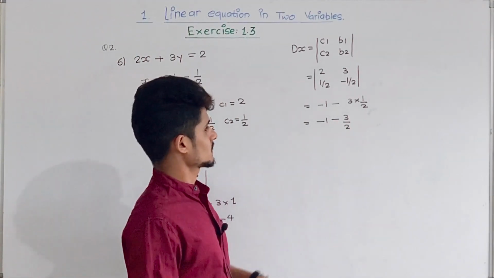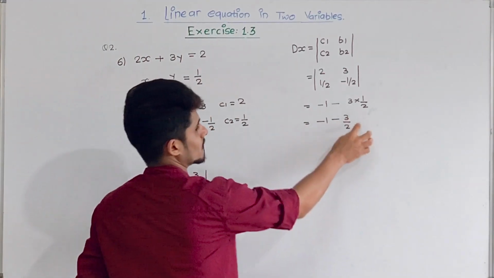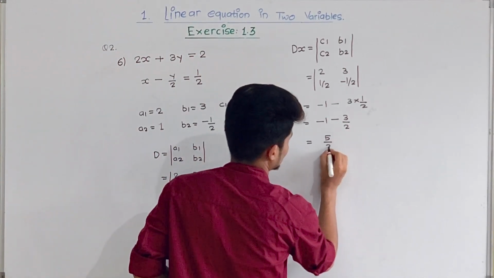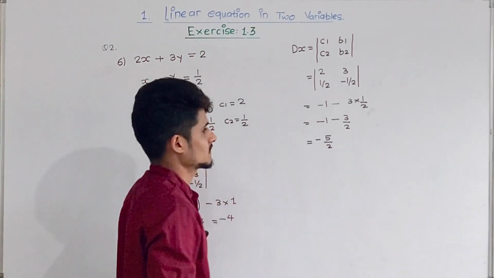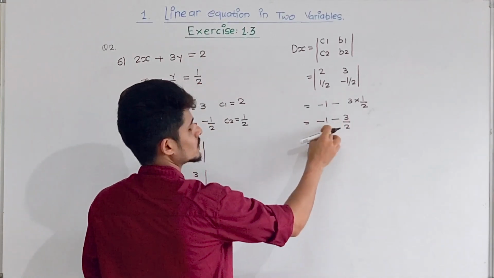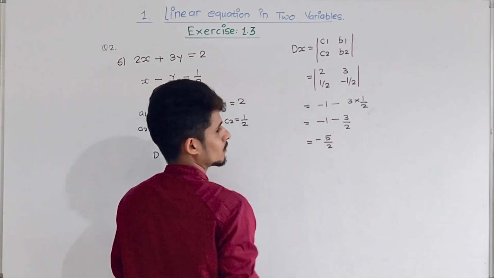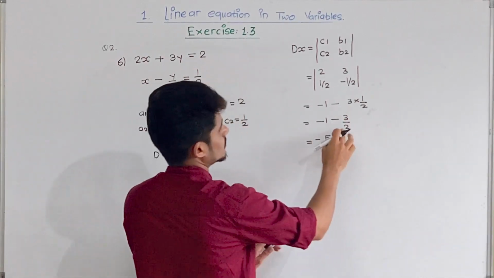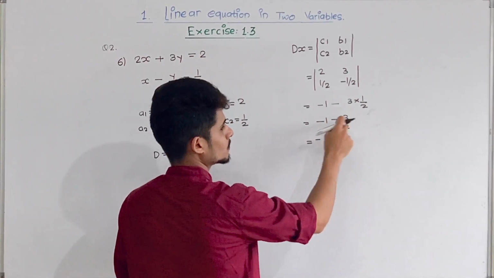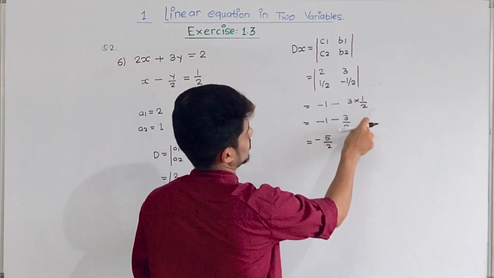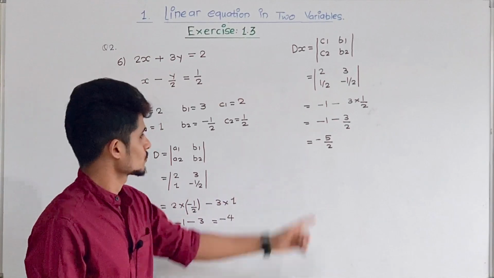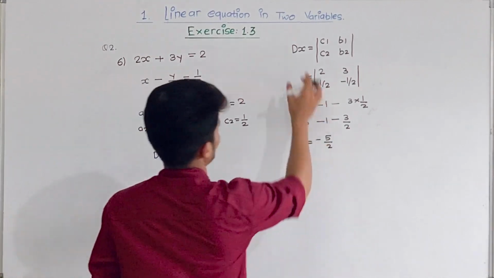Minus minus plus, so 1 plus 3 by 2 is 5 by 2 and sign of a bigger number minus 5 by 2. Here you just have to equal the denominator and then add, or you can directly do as 2 into 1 as 2, 2 plus 3 is 5, 5 by 2 and sign of a bigger number minus. So minus 5 by 2 is the value of dx.